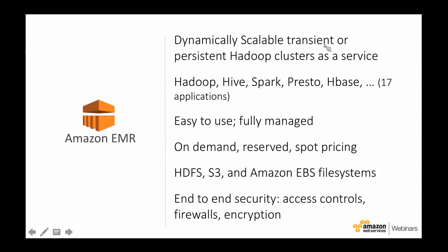Amazon EMR is a dynamically scalable Hadoop as a service, but actually more. It's a massively parallel compute as a service. With that, you can create transient clusters that come and go, or clusters that you keep running 24/7. EMR includes a whole bunch of applications, 17 of them to date, and we continue to add to those. Flink is now one of those.